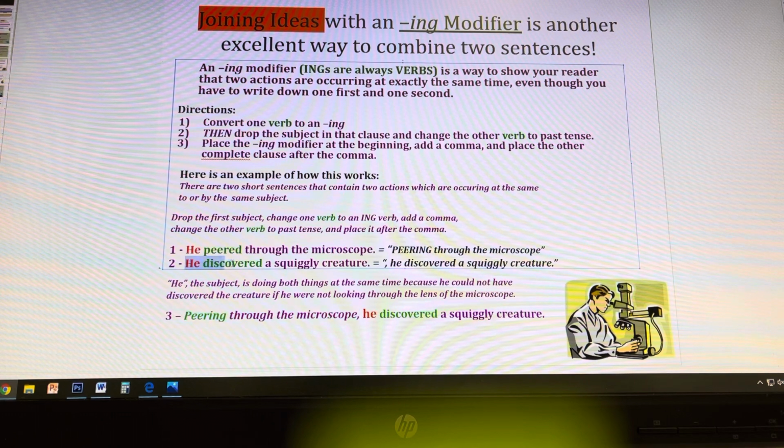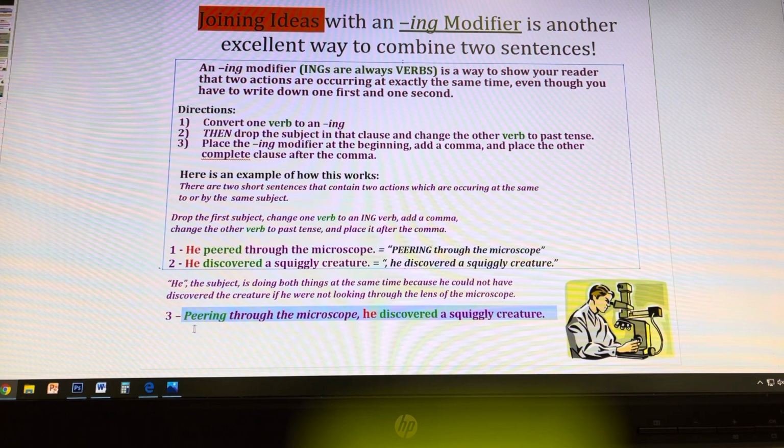Then we have to make sure that the second part is a complete clause, a complete sentence: subject, verb, complete idea. He discovered a squiggly creature. That works. The only thing we have to make sure of is that this verb is not an ing, but a past tense. Since it already is, we're in good shape. So we can come down here: peering through the microscope, don't forget the comma, he discovered a squiggly creature.